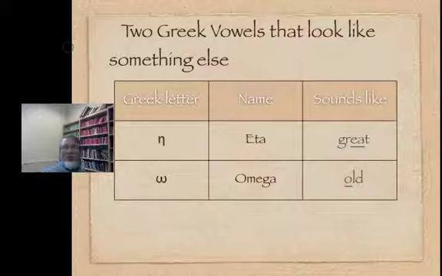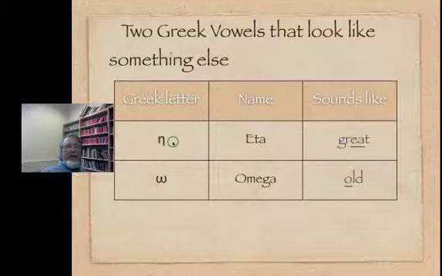Here are 2 more Greek vowels, and they will pose some difficulties because they look like something else. This letter looks like our N, and our instinct is to pronounce it N. And this one looks like a W, and our instinct is to pronounce it W. But in fact, this symbol is used to encode the long E sound, and this symbol is used to encode the long O sound.